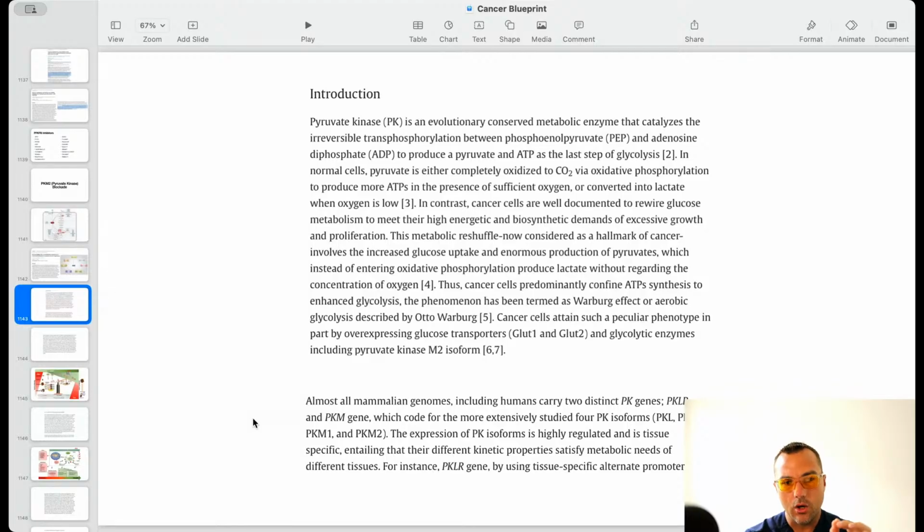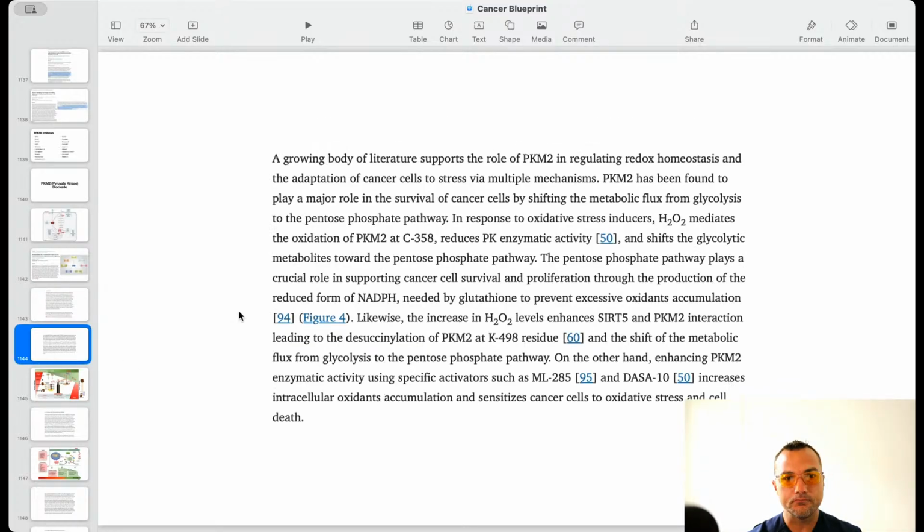One more thing. Although almost all mammalian genomes, including humans, carry two distinct PK genes, PKLR and PKM, which code for the more extensively studied four PK isoforms, PKL, PKR, PKM1, PKM2. The expression of PK isoforms is highly regulated and is tissue specific, entailing that their different genetic properties satisfy metabolic needs of different tissues. So I just wanted to give you that there are multiple isoforms, and I think we'll talk about it a little bit later.